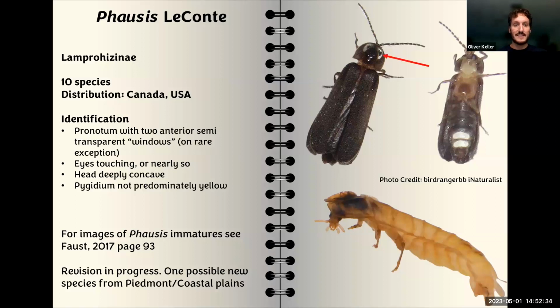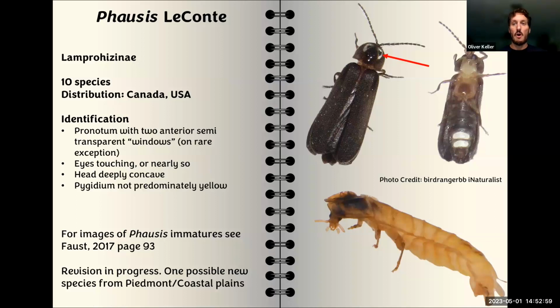The pronotum has these semi-transparent windows where you can see through, you can see the eyes through them. They're also not very big, maybe a little bigger than half a centimeter. The eyes are touching or nearly so in most species.